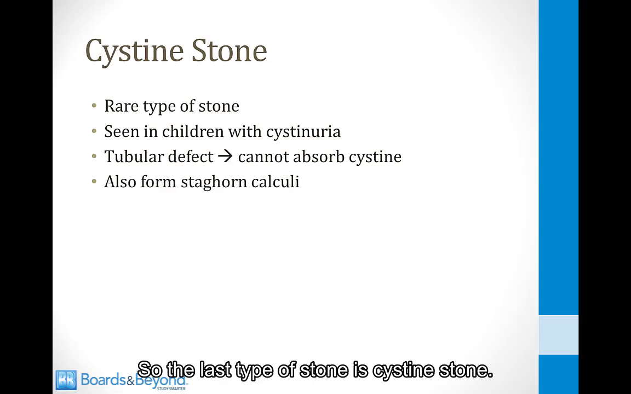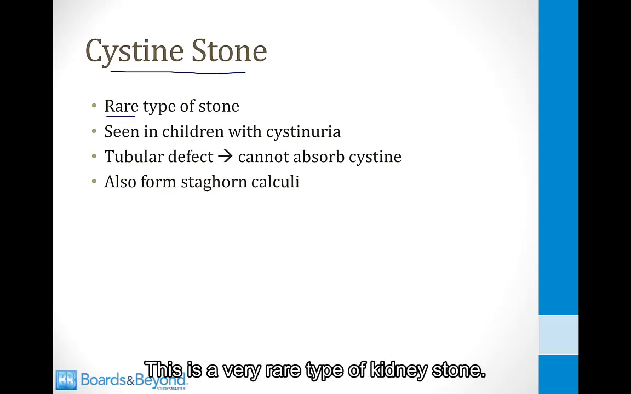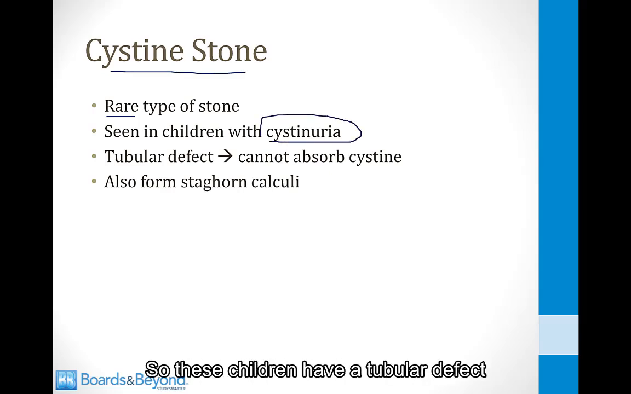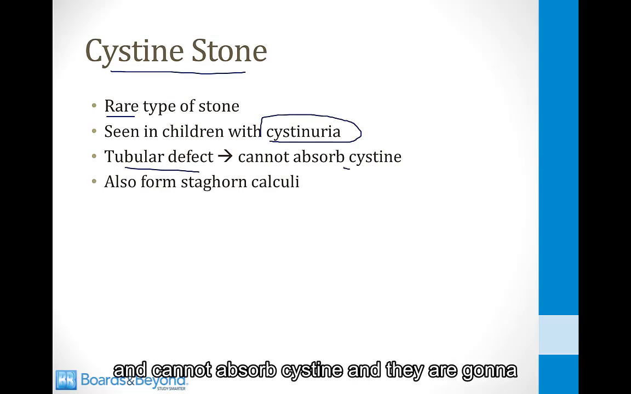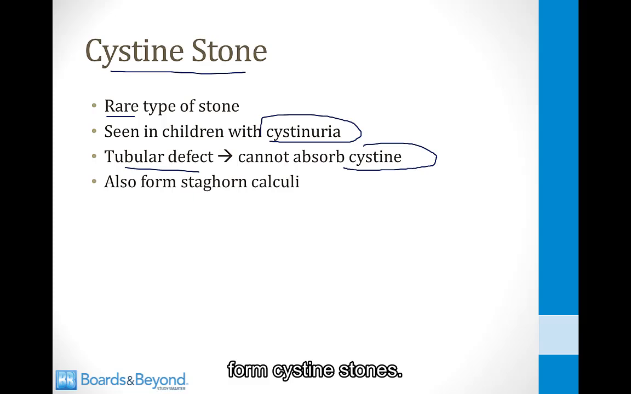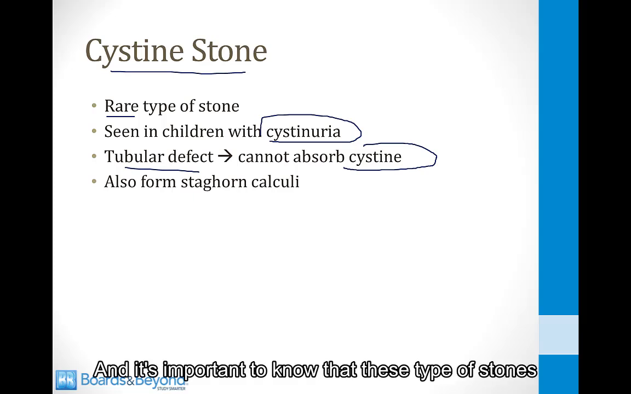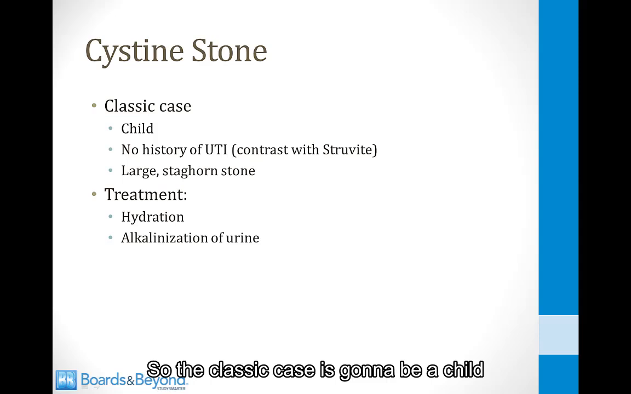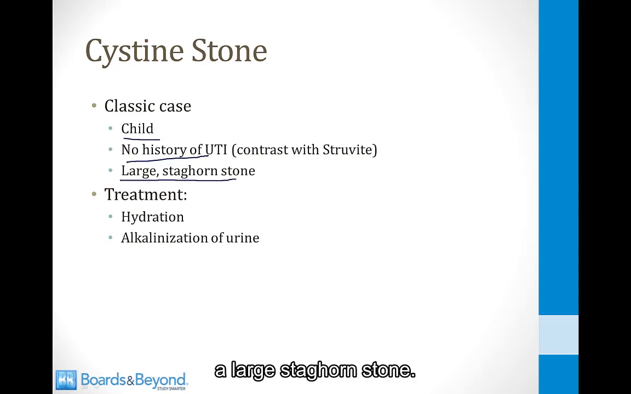So the last type of stone is a cystine stone. This is a very rare type of kidney stone, and it's seen in children with a condition called cystinuria. So these children have a tubular defect and cannot absorb cysteine, and they're going to form cystine stones. And it's important to know that these types of stones can also form those staghorn calculi that we talked about with the struvite stones. So the classic case is going to be a child who's got no history of a UTI and forms a large staghorn stone.